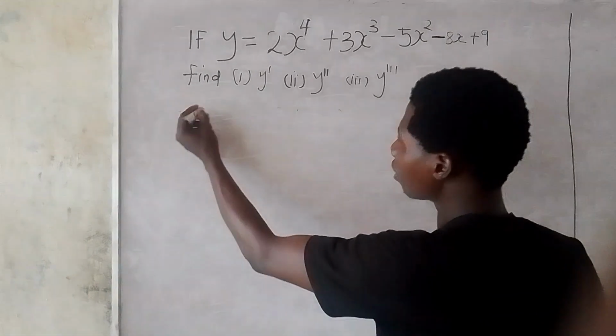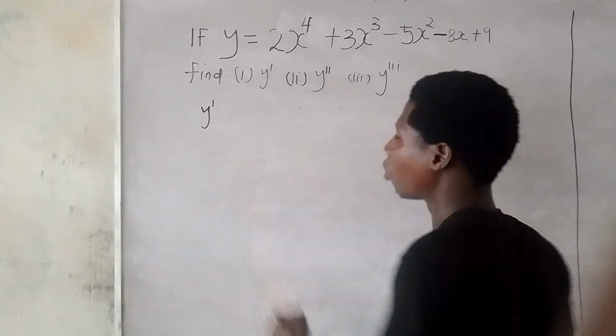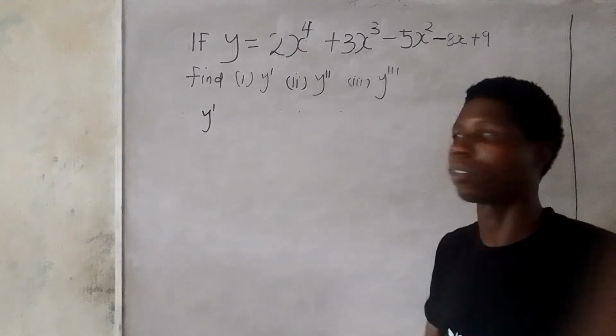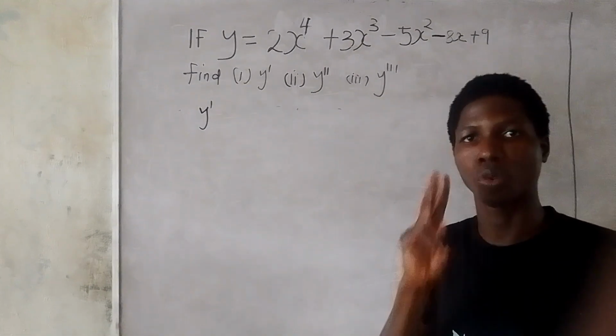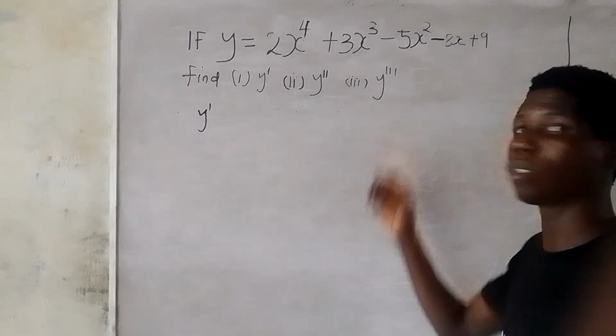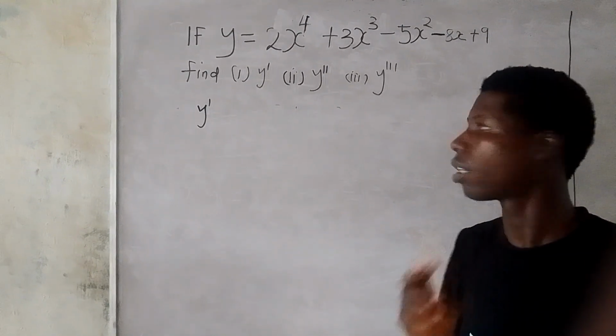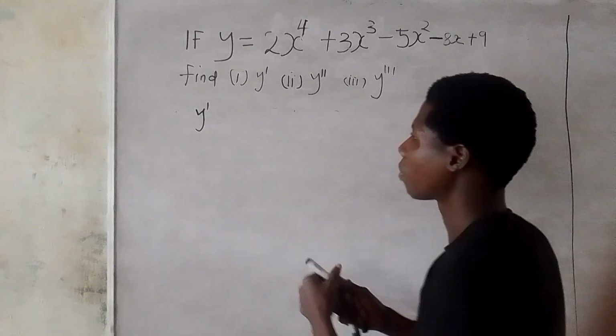Now to find this, what y prime is telling us is that you differentiate it once. If you see y prime prime, you differentiate it twice. If you see y prime prime prime, you differentiate it 3 times. Let's do this.